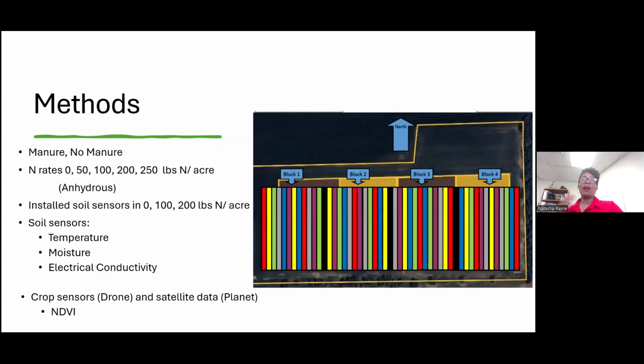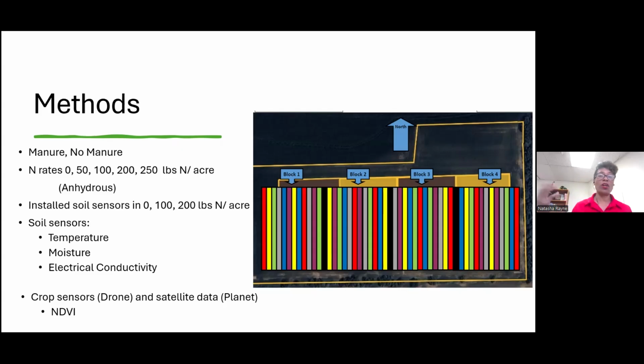And so what we did here, again, this was part of that NOPP, which means that the farmer had their research going, right? And we came and threw our research questions on top of this already ongoing project, if you will. So they had manure and no manure blocks, and different nitrogen rates. We installed our soil sensors in the 0, 100, and 200 pounds of N per acre. What the soil sensors read were things like temperature, moisture, electrical conductivity.